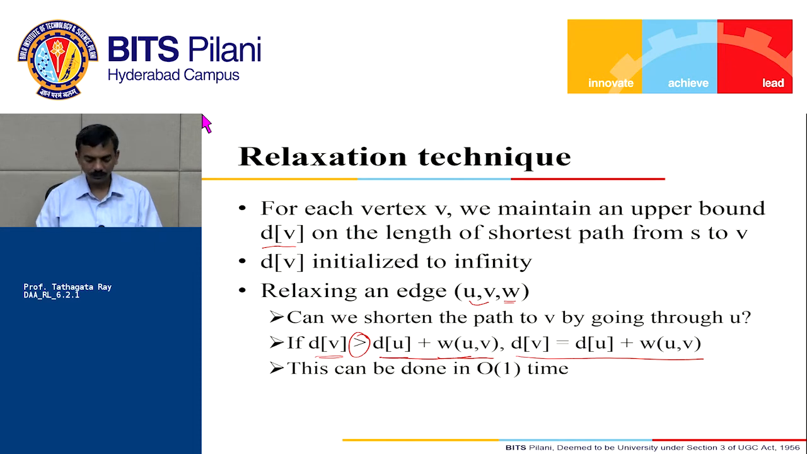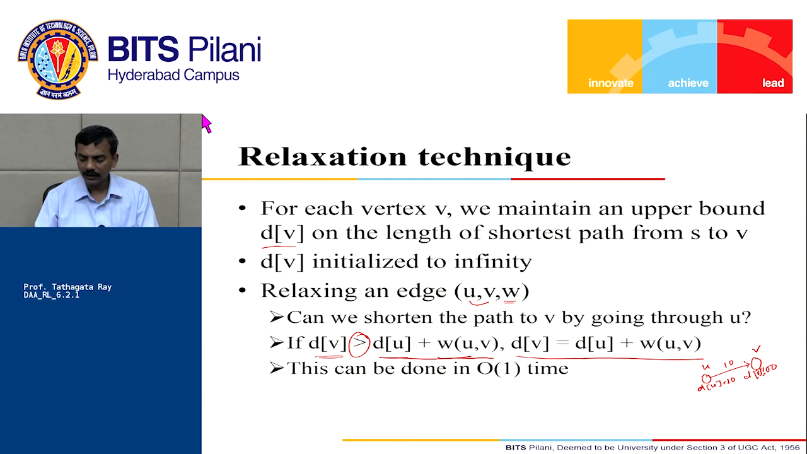Okay, and this can be done in order of one time. So what it is saying is that, let's say, I have an edge from U to V, and the weight of V is say 100. So dV is equal to 100. Let's say dU is 20, and the weight of this edge is 10.